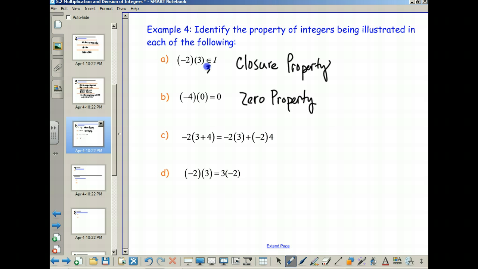Negative 2 times quantity 3 plus 4, and you notice that it sort of looks like that we are multiplying this negative 2 times each of the values themselves. This is the distributive property. And the final one on this slide says that if I take negative 2 and I multiply by 3, that is equal to 3 multiplied by negative 2, and that's the commutative property.